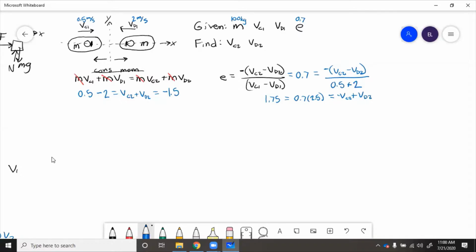So we'll take this equation and plug it in over here. So we've got 1.75 equals negative VC2 plus VD2. So if we add these together, 2 VD2 equals 0.25, VD2 equals 0.125 meters per second. Well, this is a positive number, so that means that Daniel does indeed go to the right. He bounces backwards just a tiny bit.